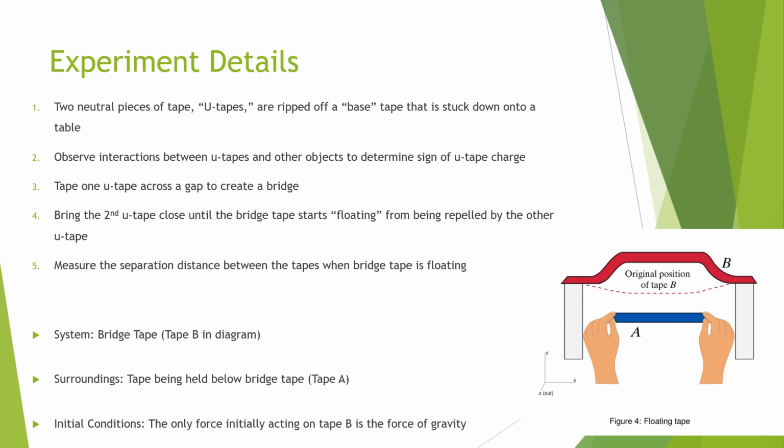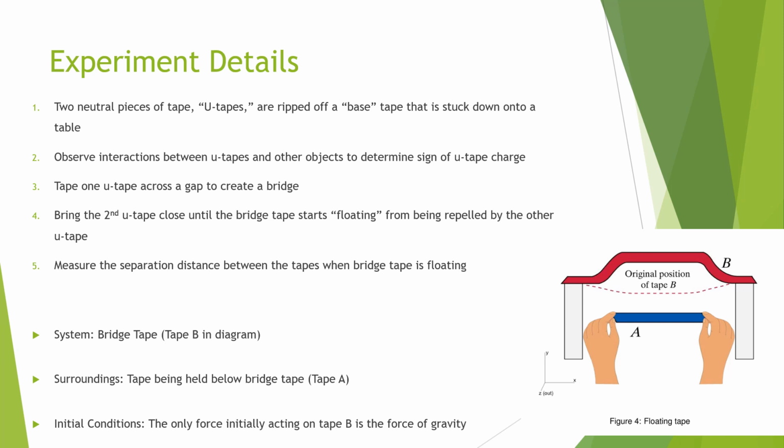Step 1: take two neutral pieces of tape, called U-tapes, which are ripped off a base tape that is stuck down onto a table, giving a charge to each tape. Step 2: observe interactions between the U-tapes and other objects to determine the sign of the U-tape charge. Tape one U-tape across a gap to create a bridge. Bring the second U-tape close until the bridge tape starts floating from being repelled by the other tape, and measure the separation distance between the tapes when the bridge is floating.